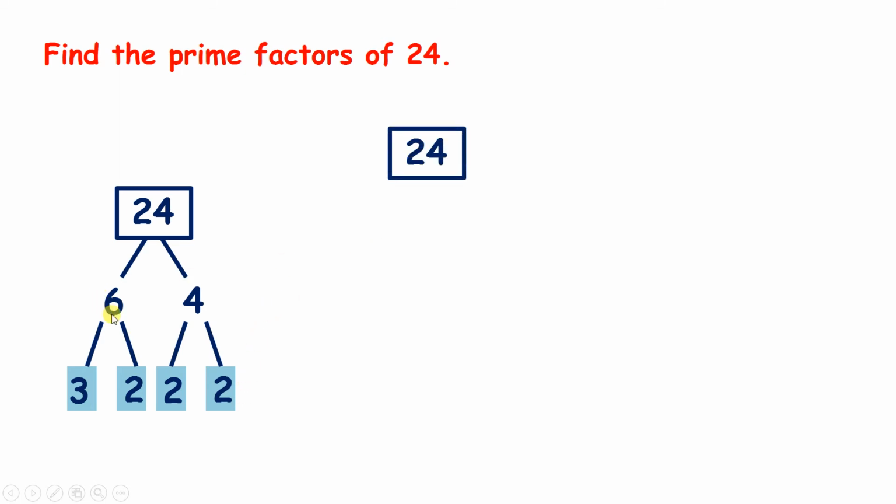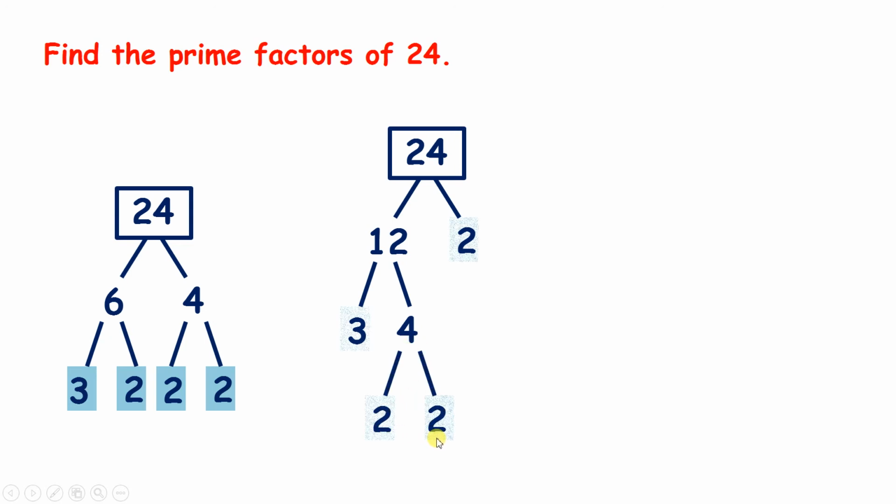And this works even if we don't choose 6 and 4 as our factors. So if we choose 12 and 2, 2 is a prime number already, but 12 we could break down into 3 and 4. 3 is a prime number, but 4 can be broken down into 2 times 2. So again, we have 3 times 3 2s to give us 24. So 3 times 2 times 2 times 2 is 24.